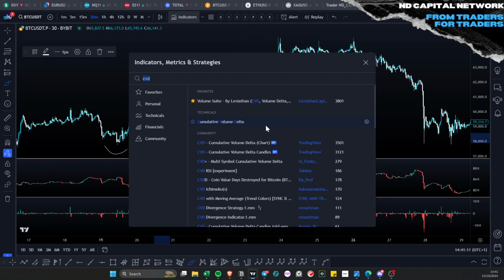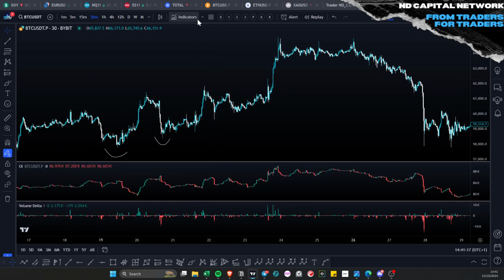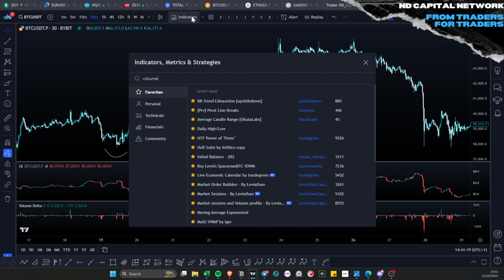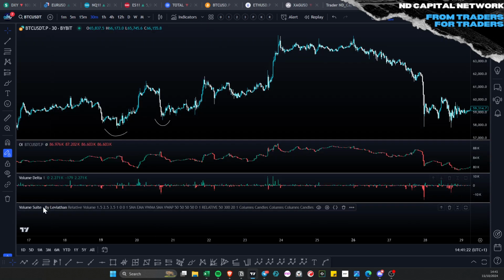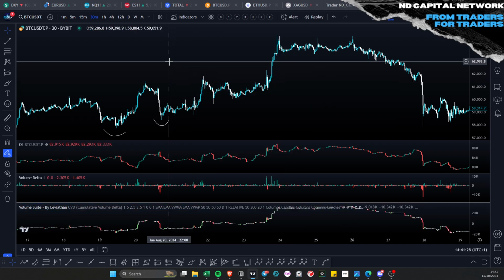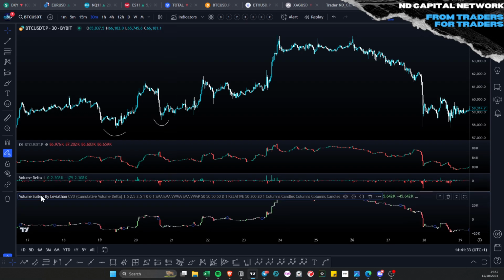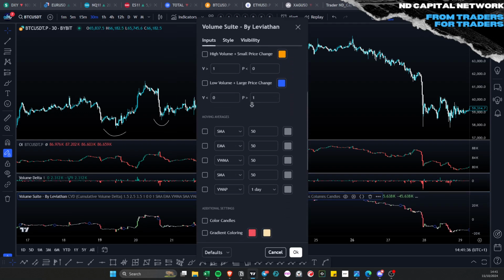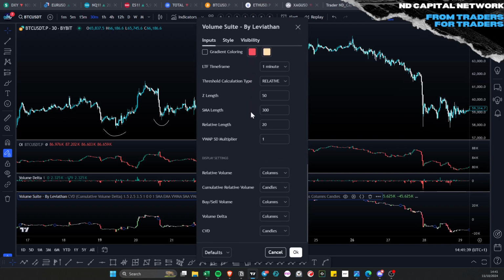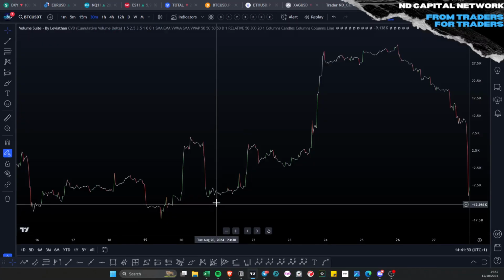I don't know if this is the correct one. It's not the clean one. I want to look at, let's check, volume suite. Maybe Leviathan got it right. Let's take a look. Cumulative volume delta. I want to change the measure. I want to move into measuring dollars instead of coins. If we make it a line, it would be different. I think we can zoom in now.